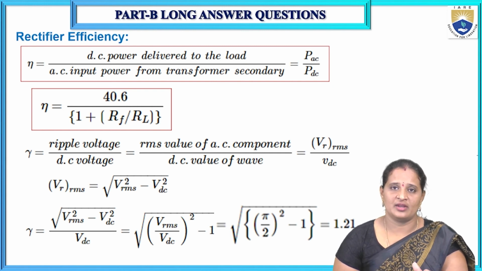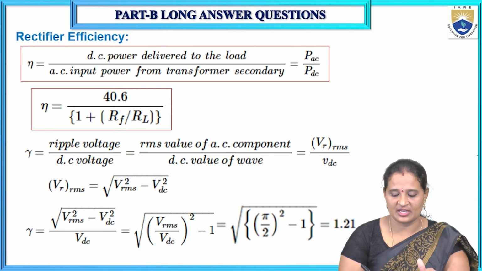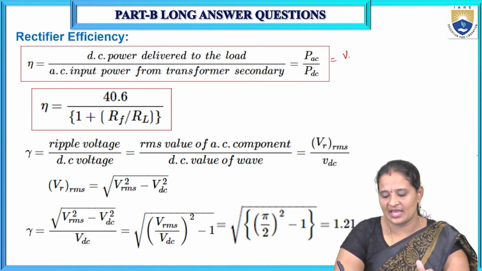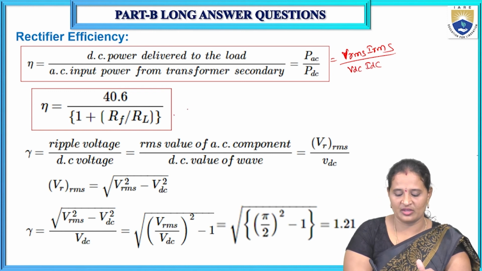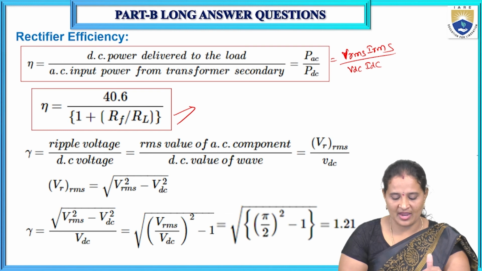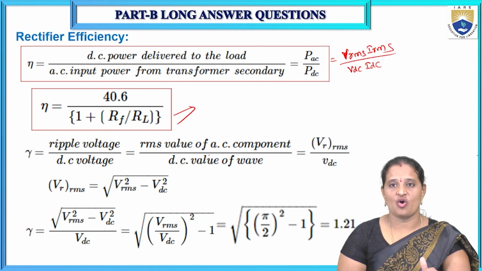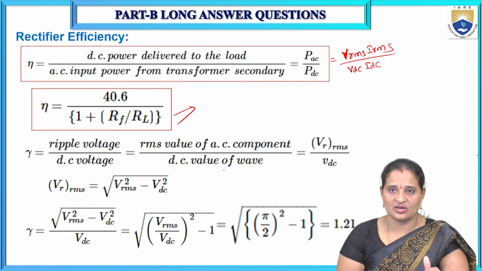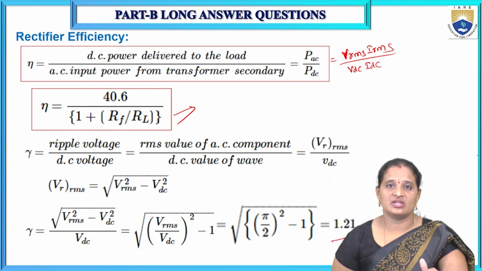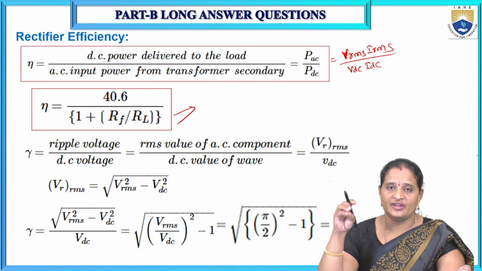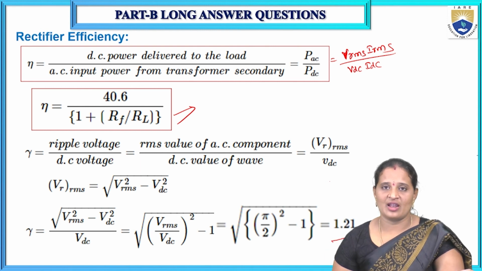load by power input, the AC input power from the transformer secondary. So we can calculate PAC as VRMS into IRMS, and PDC as VDC into IDC. Just substitute and derive the equation. And after that, ripple factor, which is calculated as the ratio of the RMS value of the AC component to the average value of the DC component. So that is VRMS by VDC. Just derive this value. That means define a parameter and derive the value for that parameter.